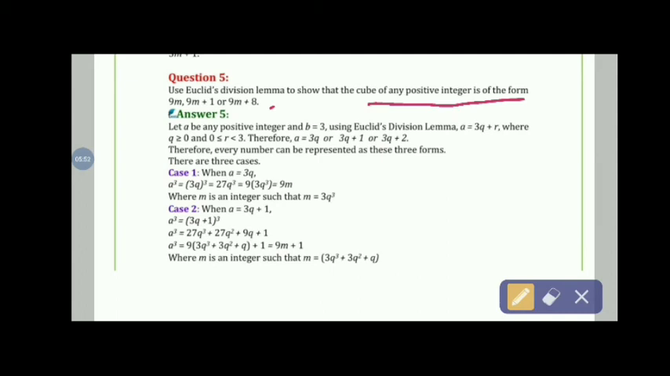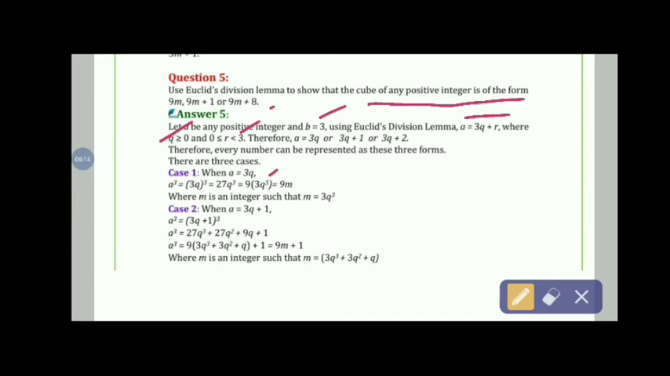Now let a be any positive integer and b is equal to 3. Using Euclid's division lemma, a is equal to 3q plus r, where q is greater than or equal to 0 and r is greater than or equal to 0 and less than 3. Therefore a is equal to 3q or 3q plus 1 or 3q plus 2. Therefore every number can be represented as these three forms.